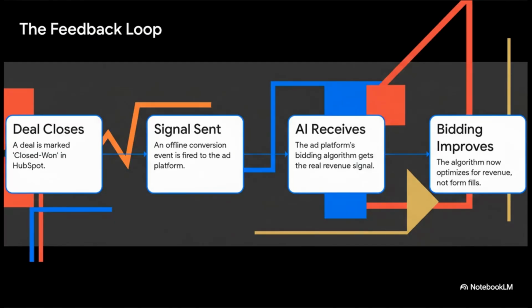So here's how that loop works in practice. It's actually pretty simple. A deal closes in your CRM. Boom, someone signs on the dotted line. An API automatically sends that truth signal, the signal that says, hey, we just made real money here, directly back to Google Ads or Facebook. The platform's AI gets this incredibly high-quality piece of information and immediately starts getting smarter, optimizing to find more people just like that real paying customer.